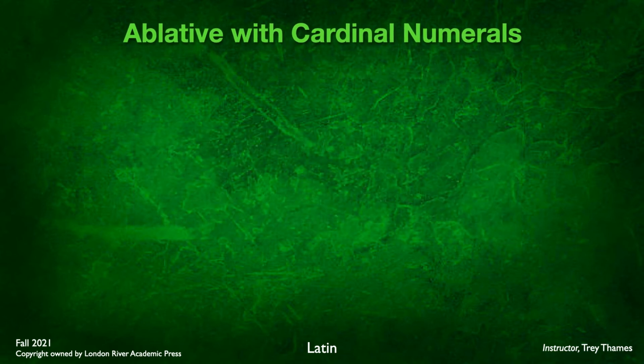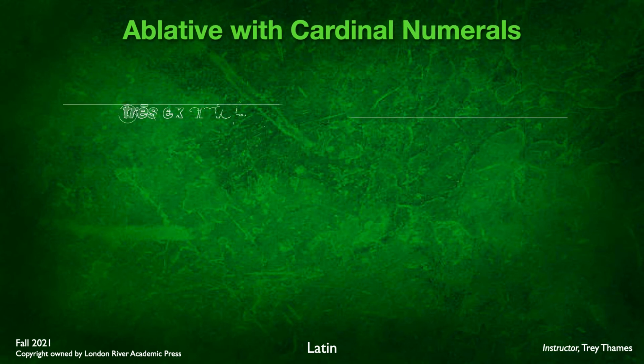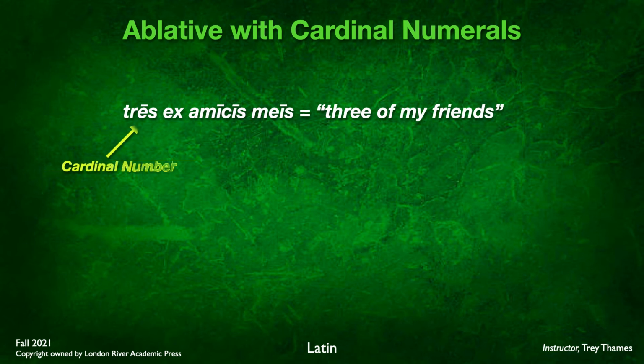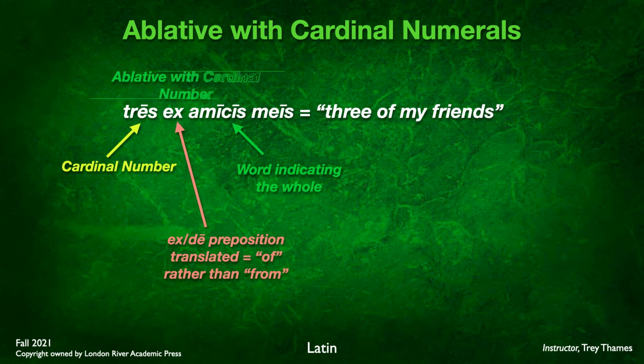All right, so let's look at a couple of forms here. Tres ex amicis meis, 3 of my friends. Literally, you've got a cardinal number 3, tres. You've got the preposition ex, and amicis is in the ablative. It's the word indicating the whole. Again, you've got all of the friends. Is it all the friends? No, it's a portion of them. It's 3 of them. Normally the preposition ex would be translated from, 3 from my friends. But here, because you understand it's showing a portion of something, you would translate it as of, even though this is not a genitive. You would translate the ex amicis as of my friends, 3 of my friends. So here you have an example of an ablative with cardinal number tres.